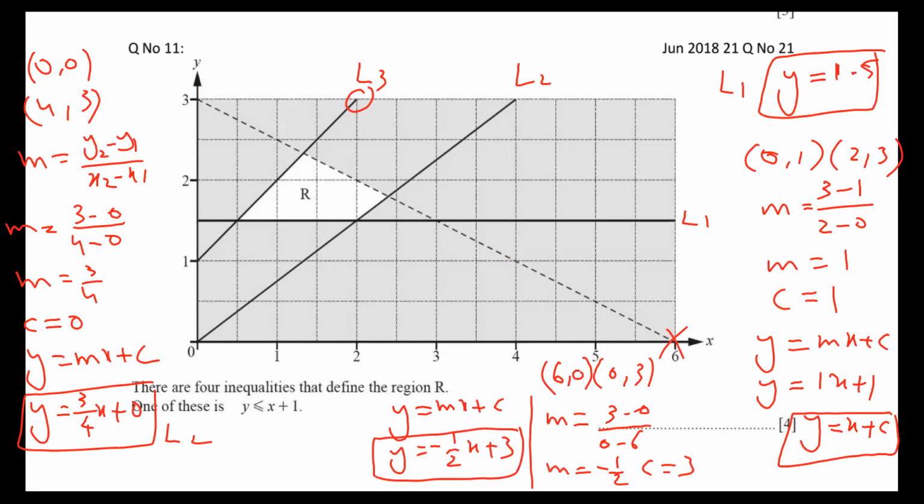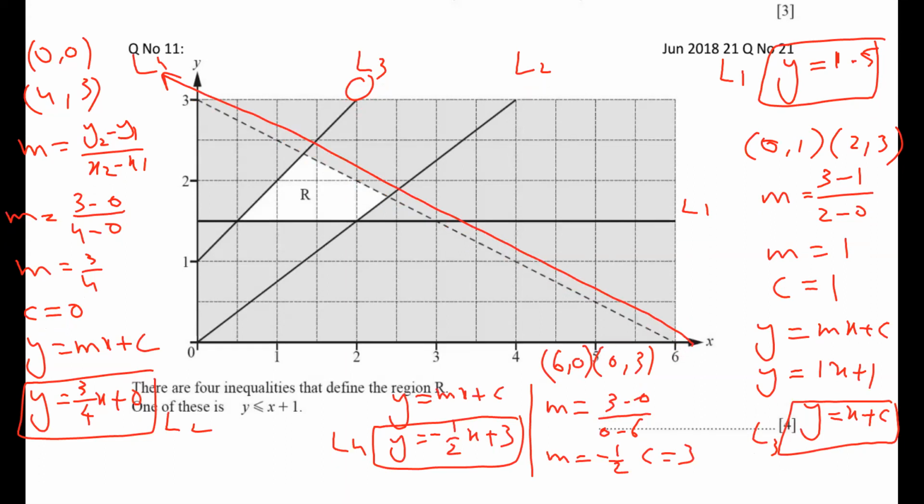Let me write the labels: line 1, line 2, and line 3 is here. We have done it. And now I'm writing here line number 4. You can see here, this is line number 4. Look, I show you. Line number 4 I have there. After this, let's go to the next part.